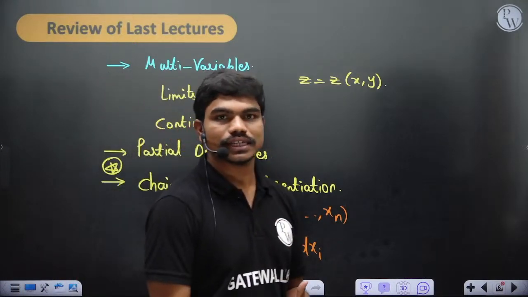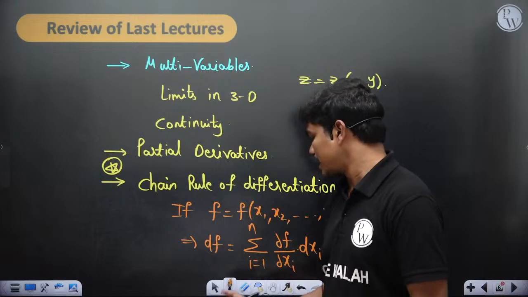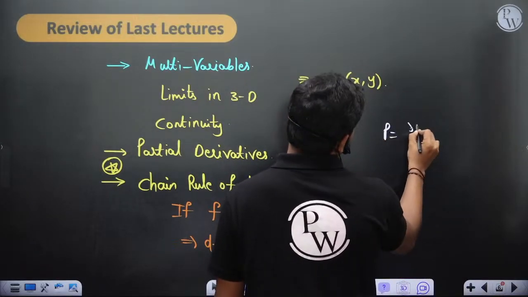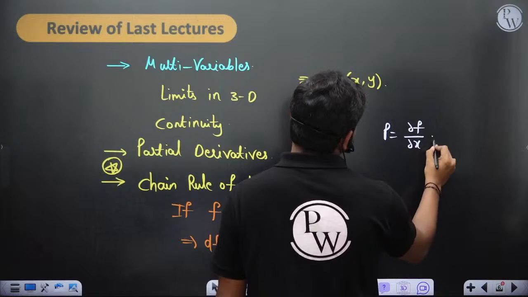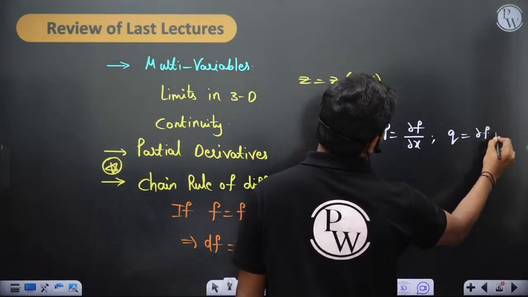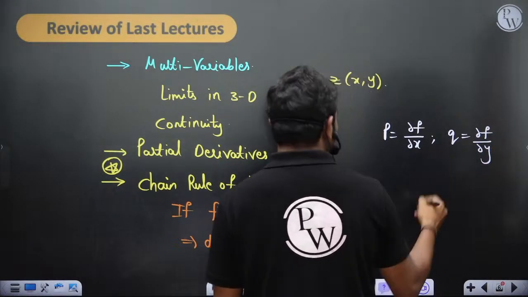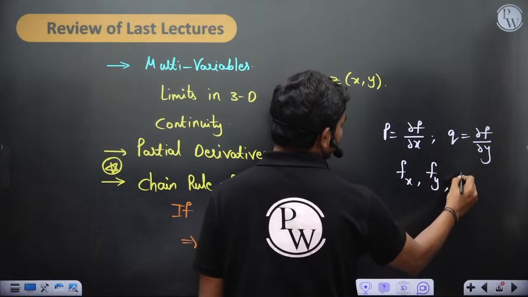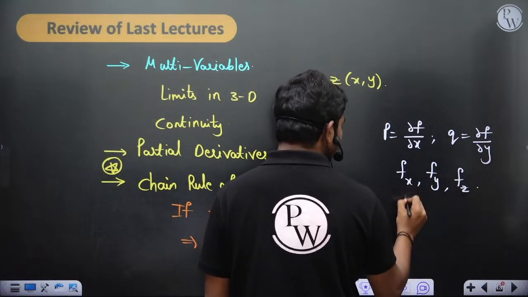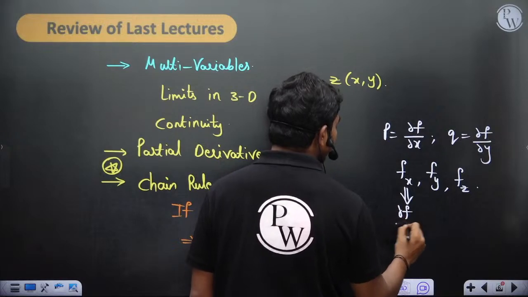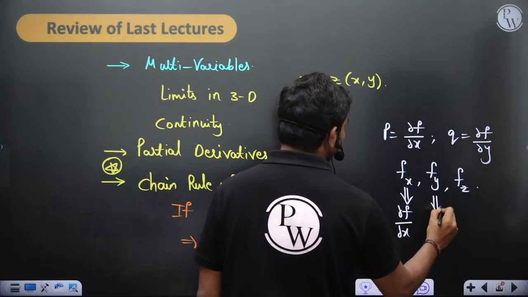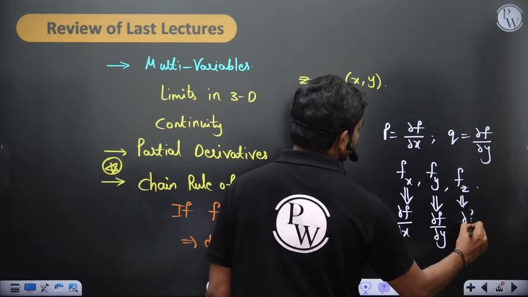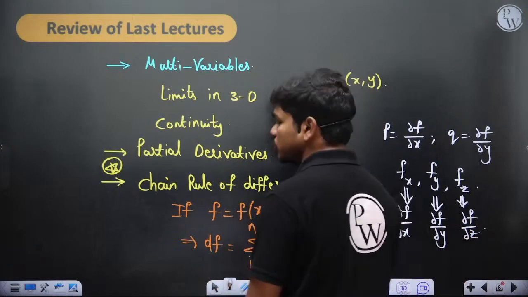Of course, I have told you the techniques for calculating the partial derivatives: p is with respect to x, q is with respect to y. Normally we denote these partial derivatives with p and q. The other shorthand notations are like fx, fy, fz, where fx means dou f by dou x, and similarly fy means dou f by dou y. All these are different notations for denoting the partial derivatives. And fz is dou f by dou z here.